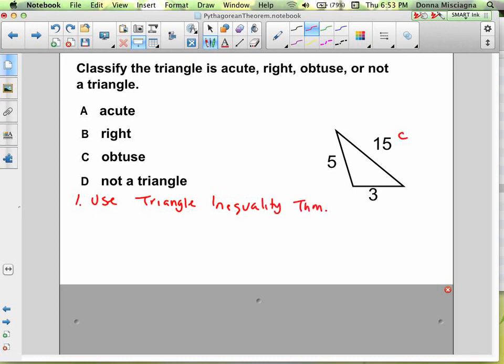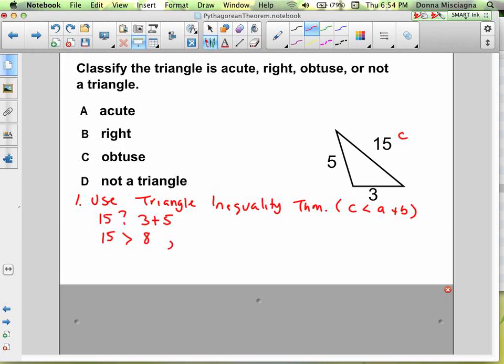To determine if this is a triangle, we're checking that C is less than A plus B. All right, so 15, what's it going to be? 3 plus 5. Well, I don't think it's going to take you very long to figure out that 15 is not less than. It's greater than 8.